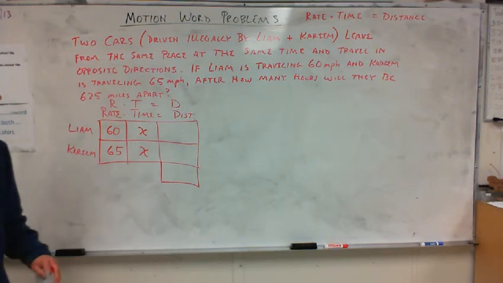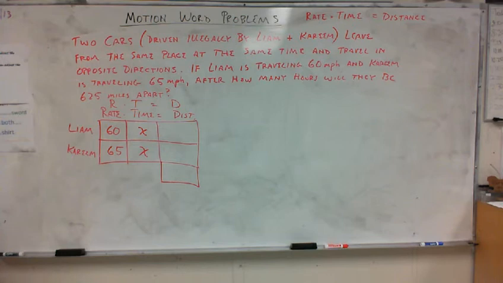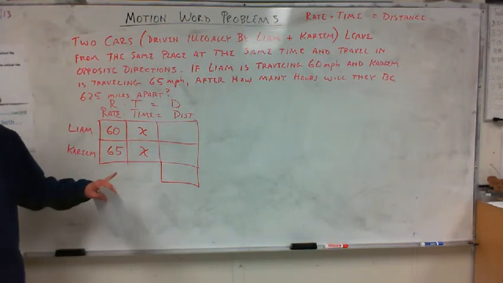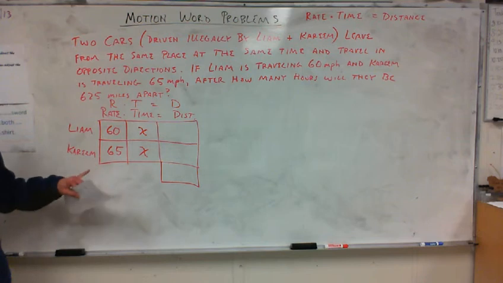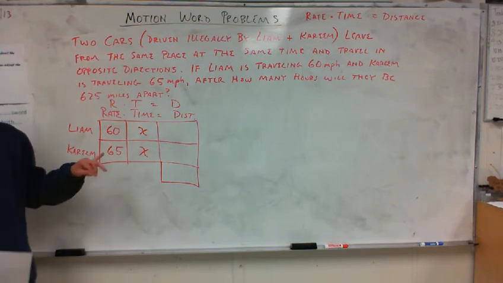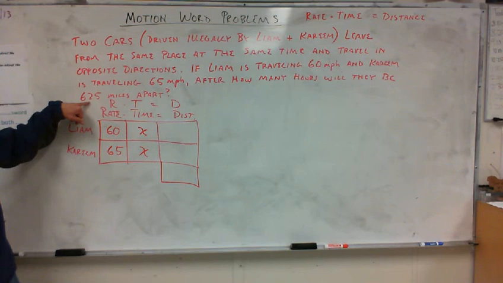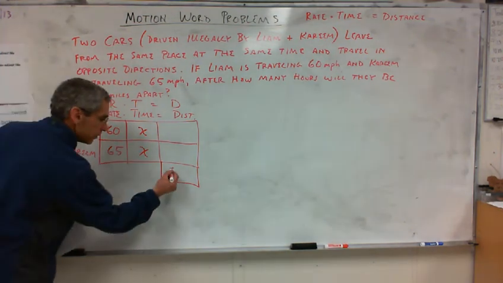Are there going to be 2 equations and we're going to have to solve them? All right, well, no. There'll be 1 equation from this information. So once you have plugged in what you've been given, what's the last thing we have? Your distance. 625 miles apart. Let's put that down here.